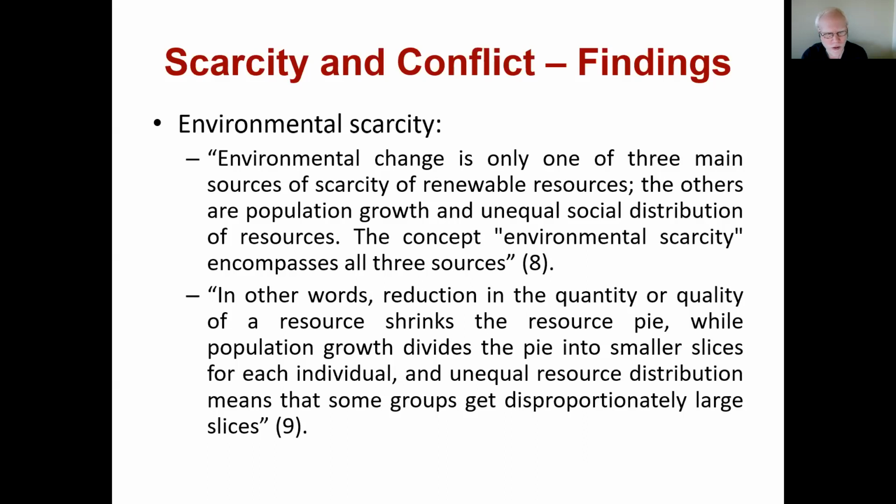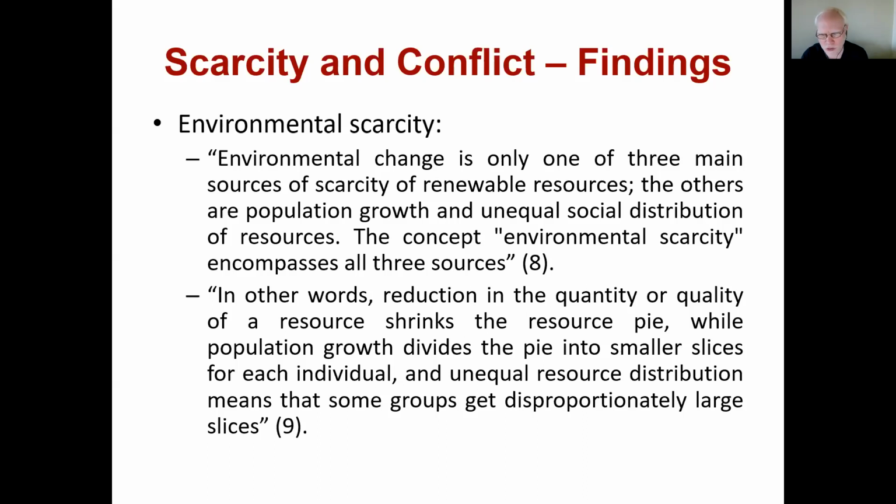Reduction in the quantity or quality of resource shrinks the resource pie. So as agricultural land either degrades or disappears, then we see a shrinking of the resource pie. So the pie is shrinking in total size. So there's less resources to be shared among everyone. Population growth divides the pie into smaller and smaller slices. So not only are we dealing with a smaller pie overall, but because of population growth, everybody gets a smaller and smaller slice of a smaller and smaller pie.